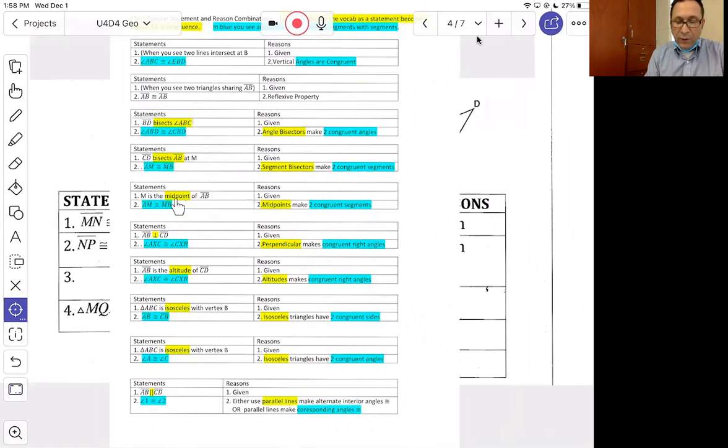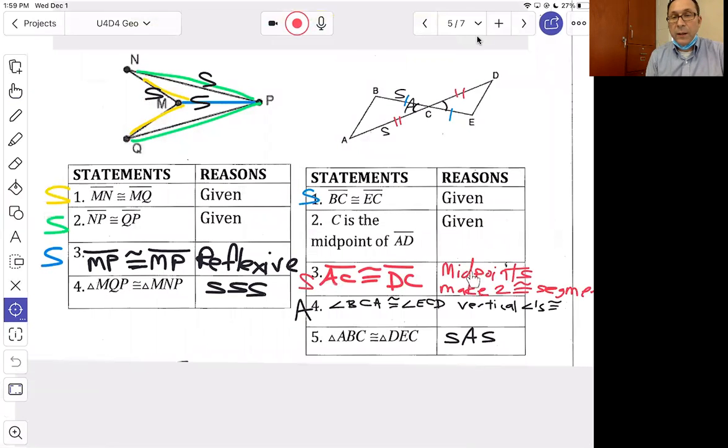fact sheet here to find that sort of fact. If you're ever given a midpoint as a statement, be prepared to say midpoints make two congruent segments and then name the segments, which is exactly what I did. I saw the word midpoint there, and whether I thought it or I looked it up on that table of information, midpoints make two congruent segments, and then I went in there and named the segments. So C is the midpoint of AD. That must mean that AC is the same as DC.